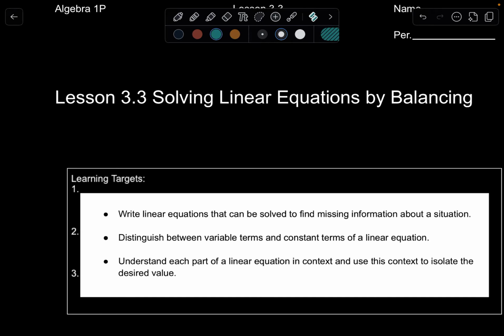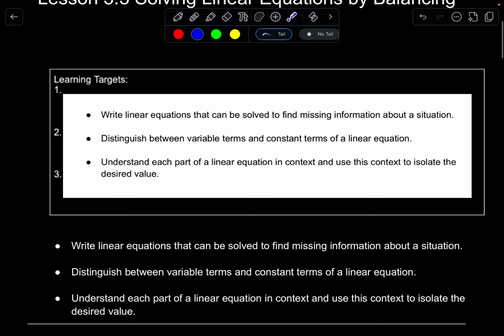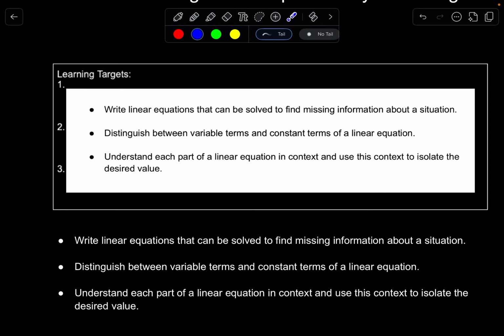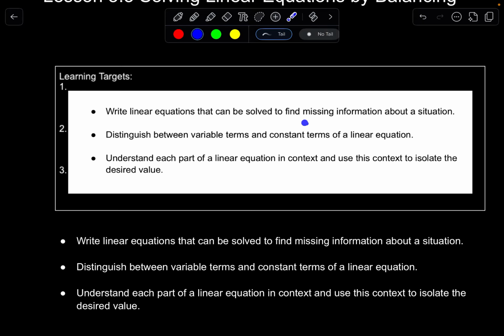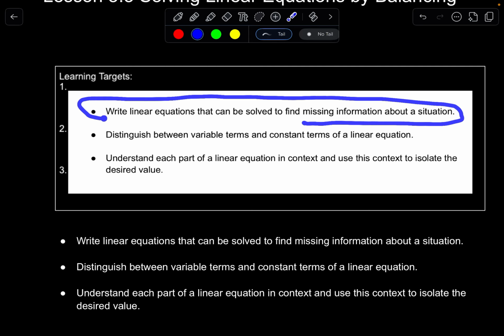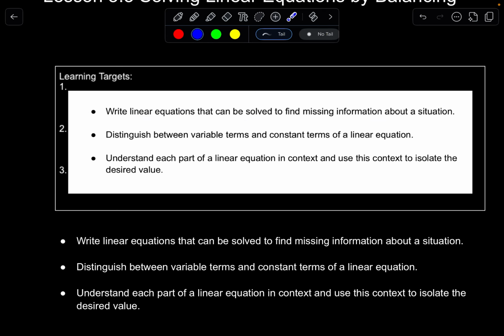All right, I want to begin by going over the learning targets. It says the learning targets are to write linear equations that can be solved to find missing information about a situation. It's a lot of fancy talk for saying being able to write equations that can be solved for the missing value you're trying to figure out.